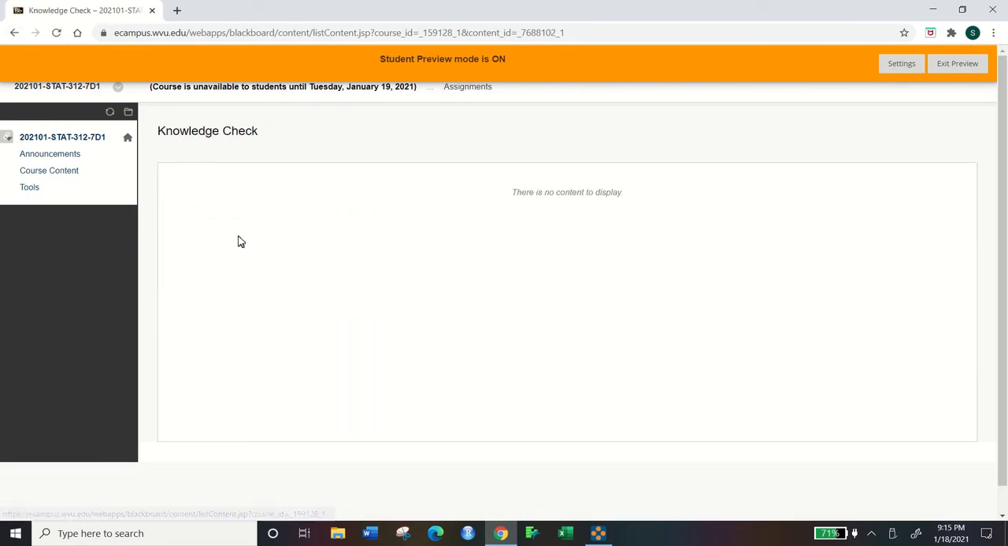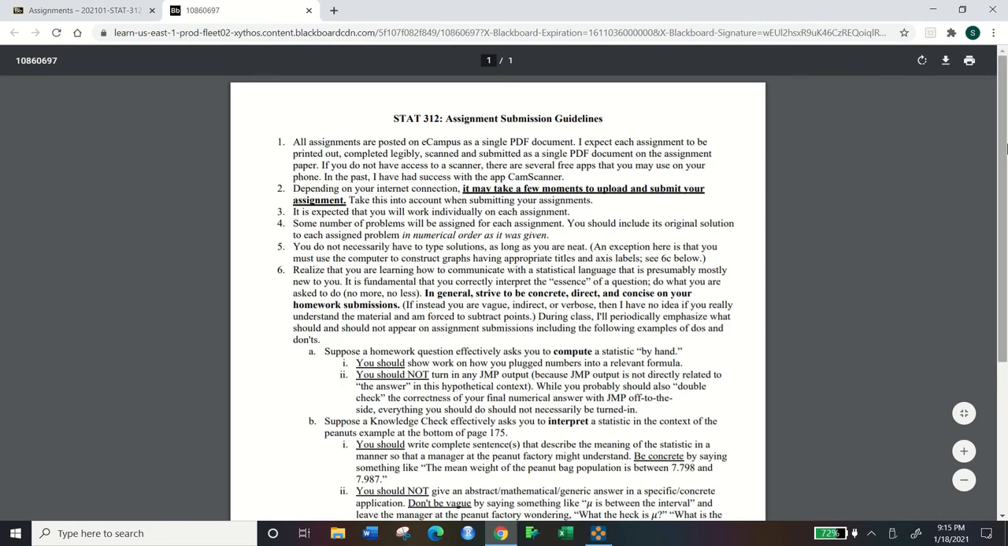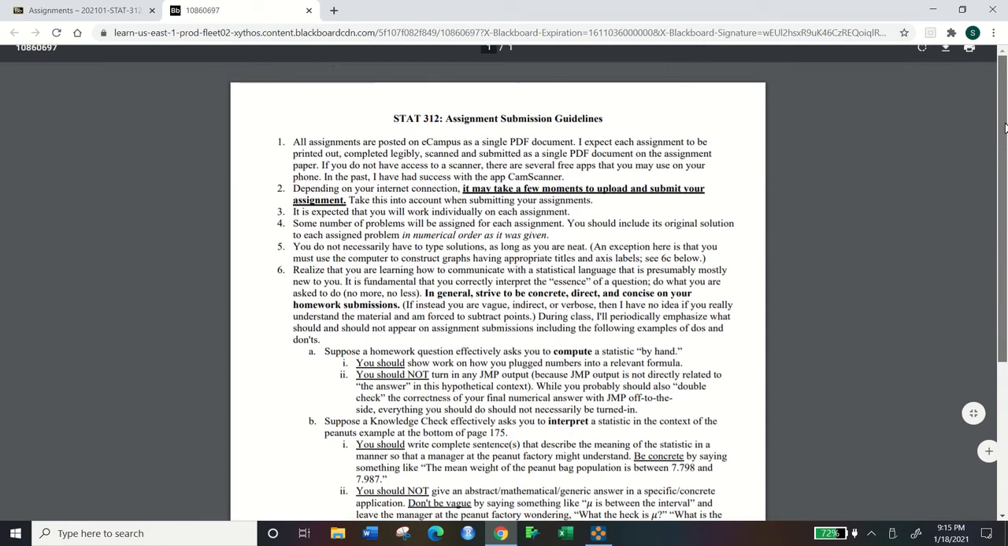Under knowledge check, you will see your relevant knowledge check to be completed for this week. I have it set to automatically upload at midnight on Tuesday, tomorrow, so right now there's nothing to see, but there will be an assignment for you tomorrow. Going over the submission guidelines, I've already hit a lot of the highlights.